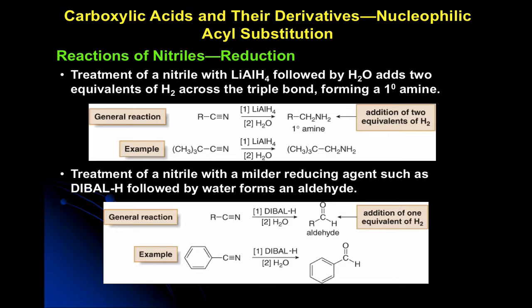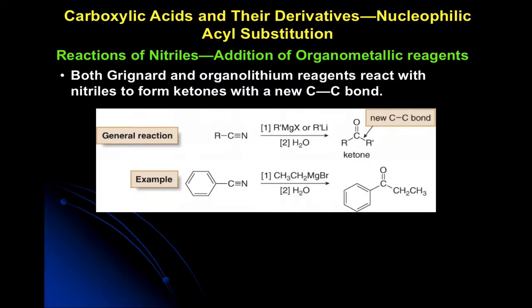I'm going to skip this. We've already talked about this in previous chapters. We've talked about this before. So the fact that we can convert nitriles into ketones by reaction with Grignards or lithium reagents, we've already talked about that in the previous chapter. You'll want to review that for the exam, however.